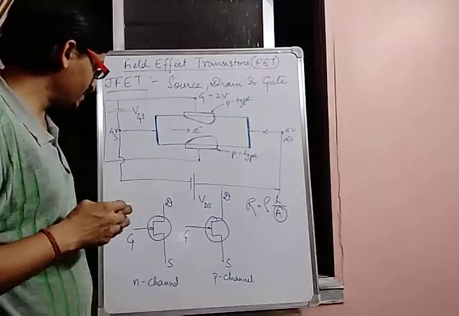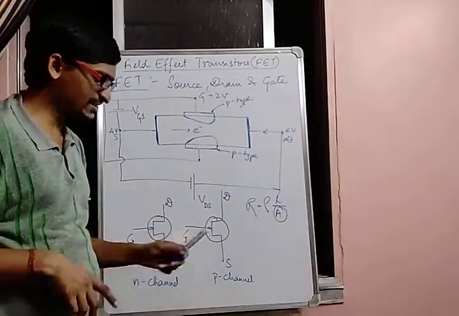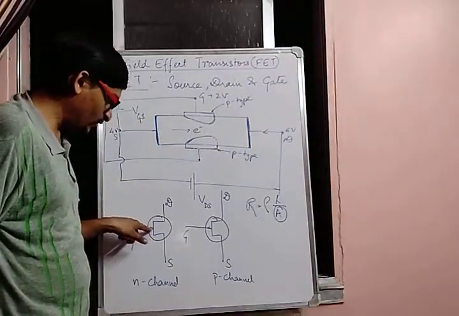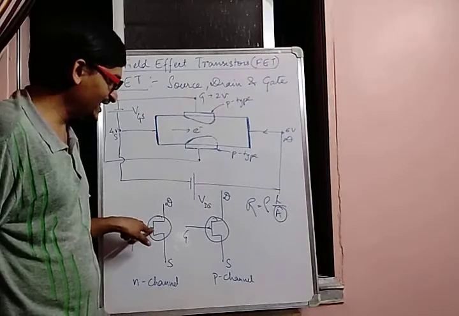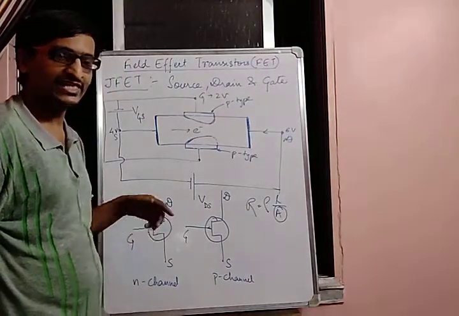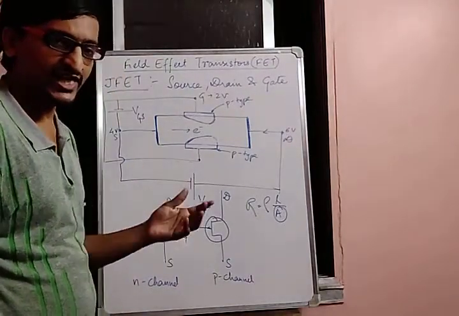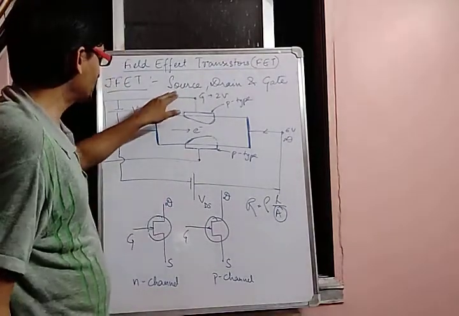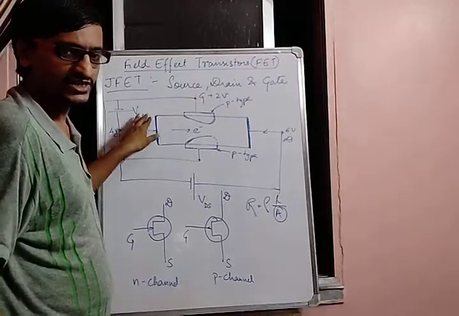Okay, so this is the circuit symbol for an N-channel type JFET and this is the circuit symbol for P-channel type JFET. The arrow direction shown here in the gate terminal basically represents the direction of the flow of the current when this gate to source junction is forward biased.